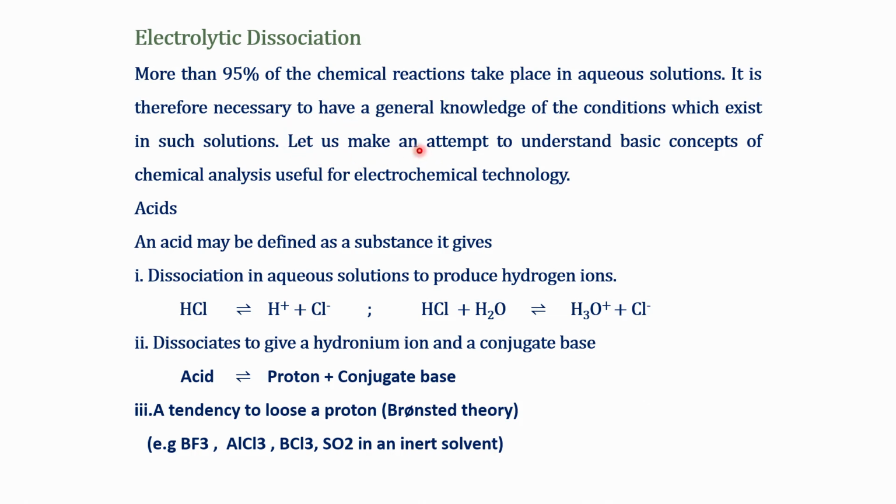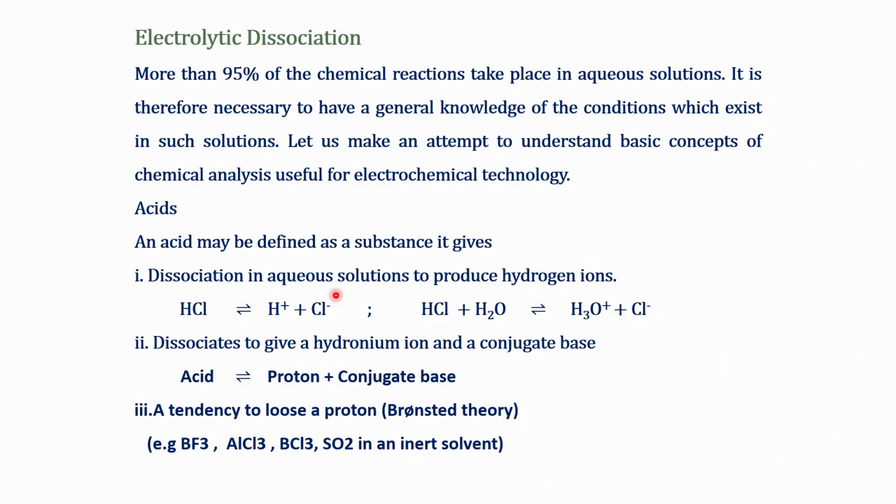Let us make an attempt to understand basic concepts of chemical analysis, useful for electrochemical technology. What are we going to do? I am going to define again several chemical terms associated with chemical reactions. So, I want to define an acid. What is an acid? Acid is defined as a substance that gives a hydrogen ion in aqueous solution.